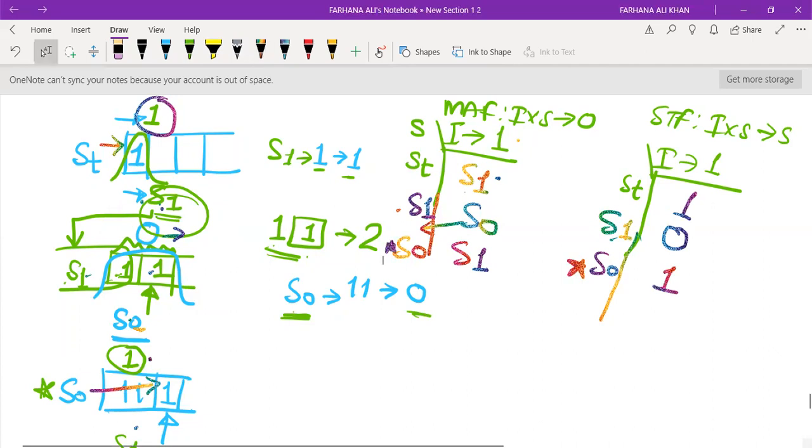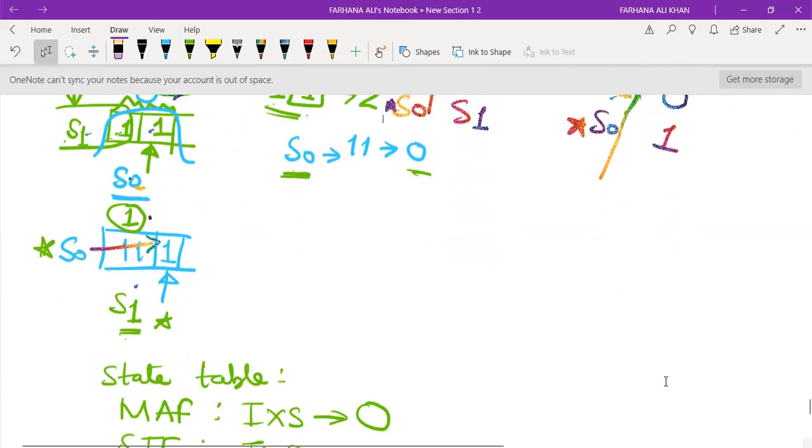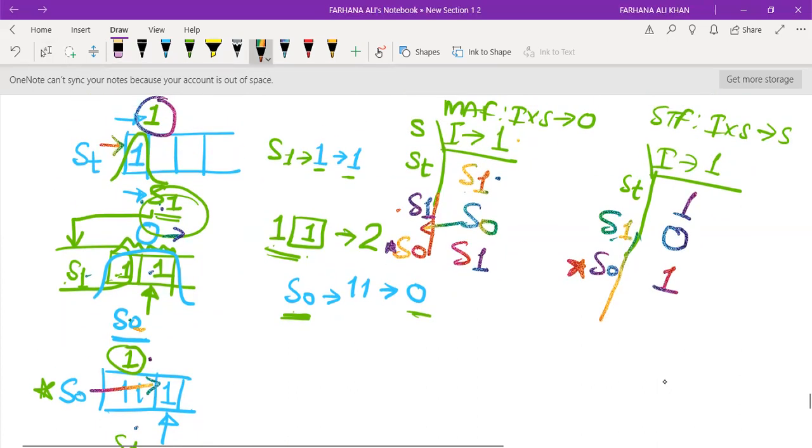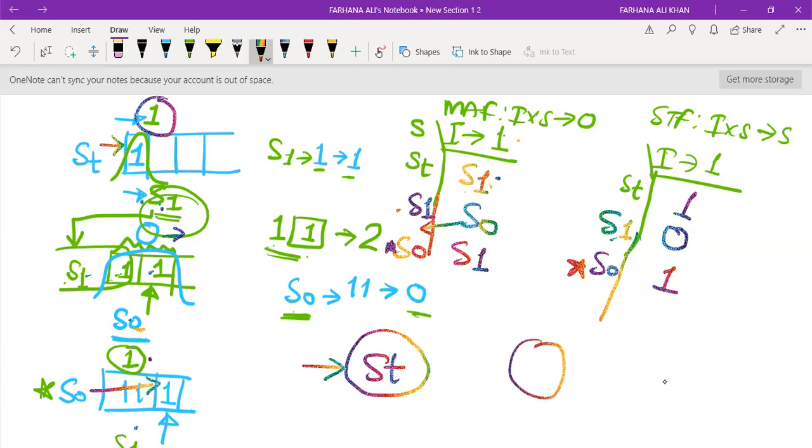Now it is time to draw the state transition diagram. For drawing the state transition diagram, we will take the help of all the tables. First of all, we will consider ST. What is ST? ST is the initial state. As this is the initial state, we will put an arrow in front of it. Now ST with the input 1, where is it going? It is going to S1. All the states we are going to represent by circles. So this is the S1 state.